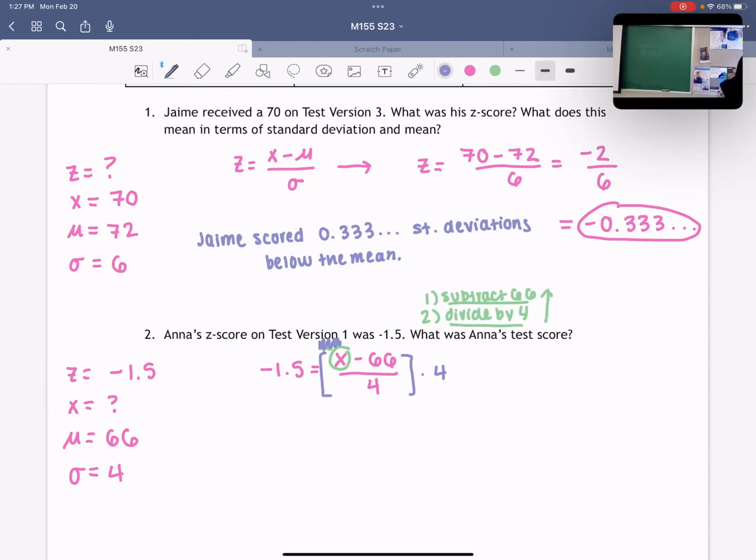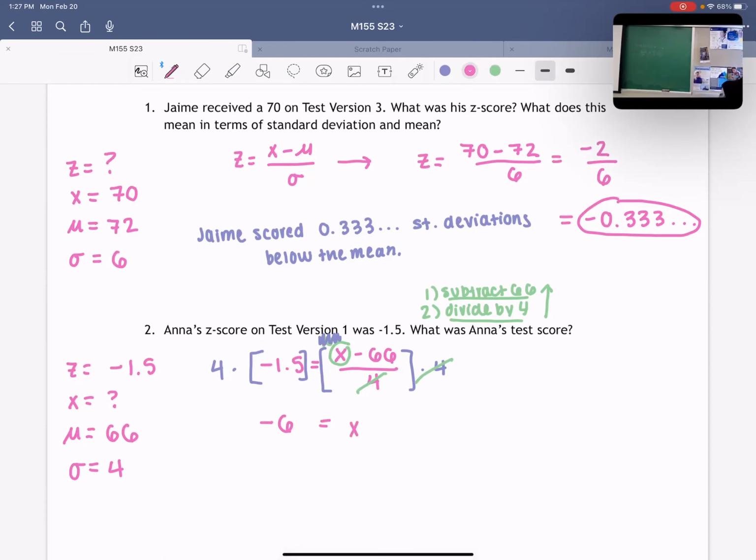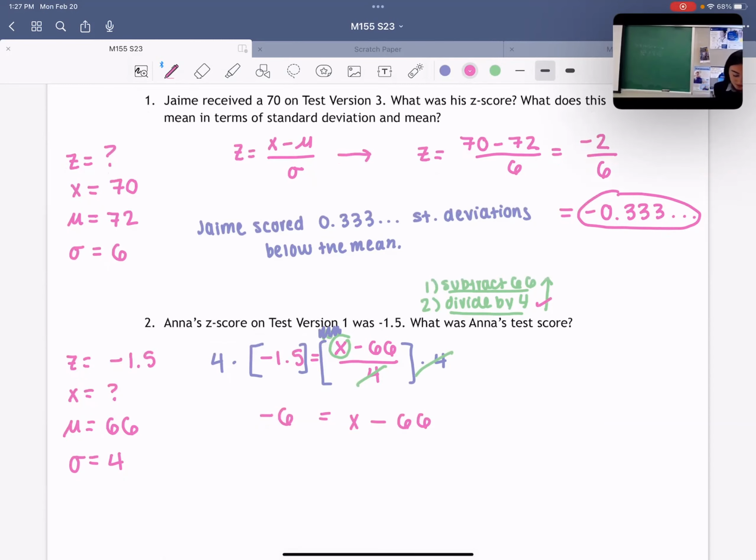Same thing, right? So I have to multiply this side by 4 as well. Okay. 4 times negative 1.5 is negative 6. And then on the right hand side, it looks like the 4's cancel out. So top and bottom cancel out. And we have x minus 66 on the right hand side. So we got rid of that division by 4. Good. Okay, so we undid that part.